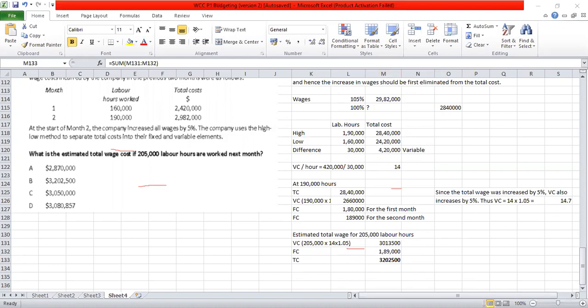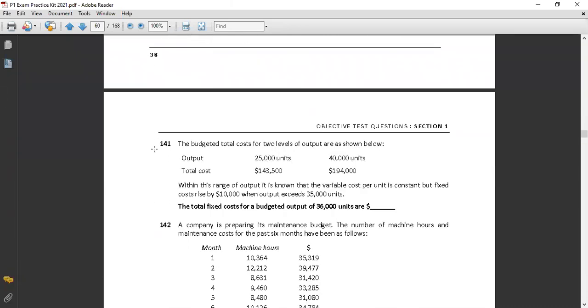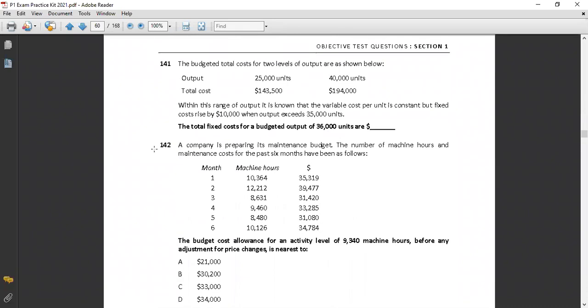I think that's it. We have finished all of the high-low cost method questions. At 141 we finished, no, yesterday. 141, did we? No. Did we? We didn't.